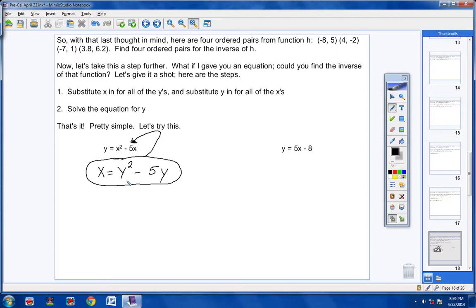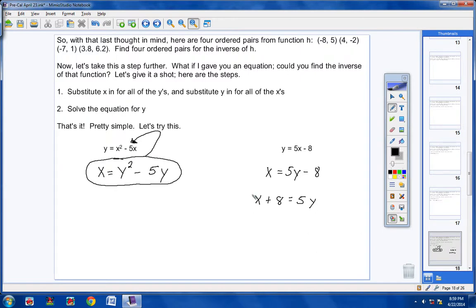Okay? All right. Now let's take a look at this equation over here. Here's your y. I'm going to put an x. Here's your x. I'm going to put a y. Now let's get y by itself. Bring the 8 over and make it positive. So now I have x plus 8 equals 5y.